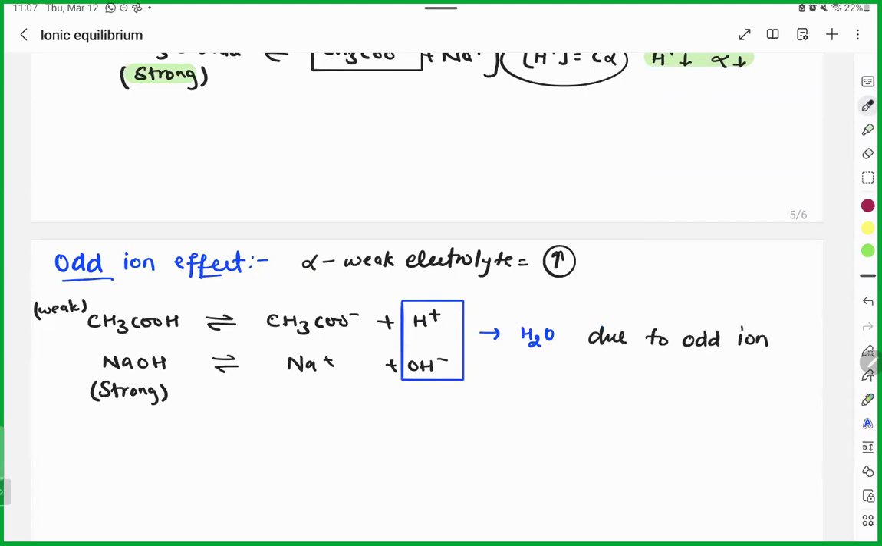You will ask, sir, what is the impact of this water? If water increases, then it is dilution. More addition of water means more dilution, and because of dilution, alpha increases. Because of the odd ion, your overall water amount increases. That's why it increases.